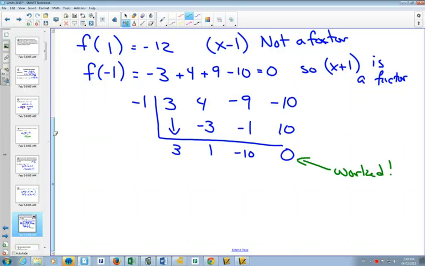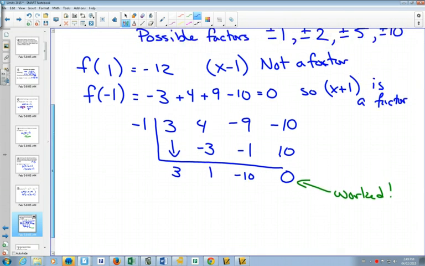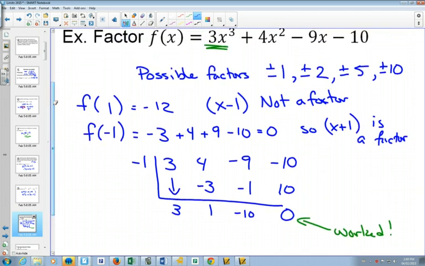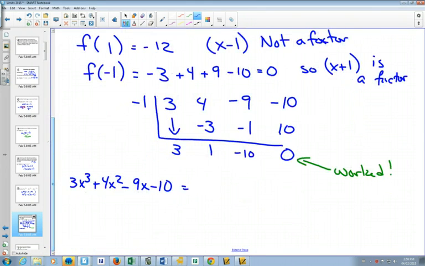You know that it's worked if you get a 0 there because that last number would represent the remainder. What we got as an answer tells us, and I'm going to write it out the long way, that our original equation, which was 3x cubed plus 4x squared minus 9x minus 10. The shorter way would be to write f of x, so you don't have to write all of those things. But I want to see all of this. x plus 1 was the factor that we pulled out. And what we were left with after synthetic division was a 3x squared from that 3, plus x from the 1, minus 10.